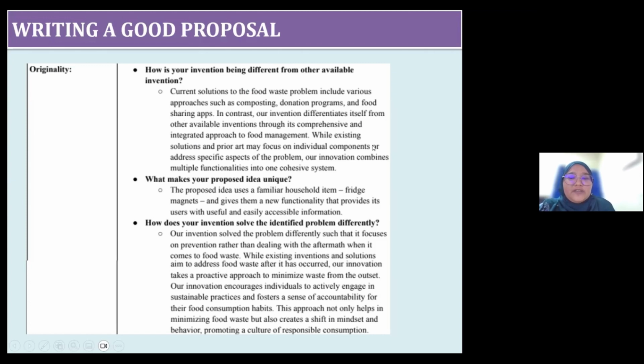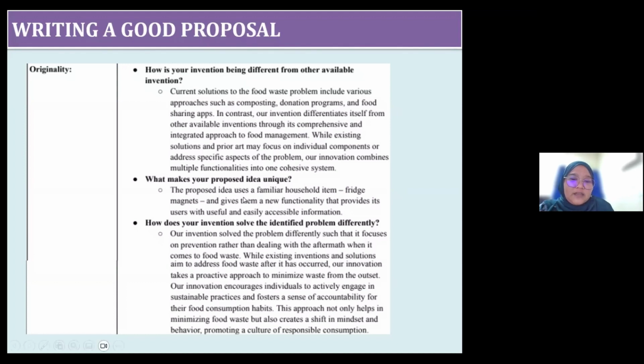They were saying that their invention differentiates from other available inventions through its comprehensive and integrated approach. They spell out that their idea has an integrated approach in the methodology of food management. The existing solutions may focus on individual components, while their innovation has multiple functionalities of a component. They are looking at the bigger picture, into one system.